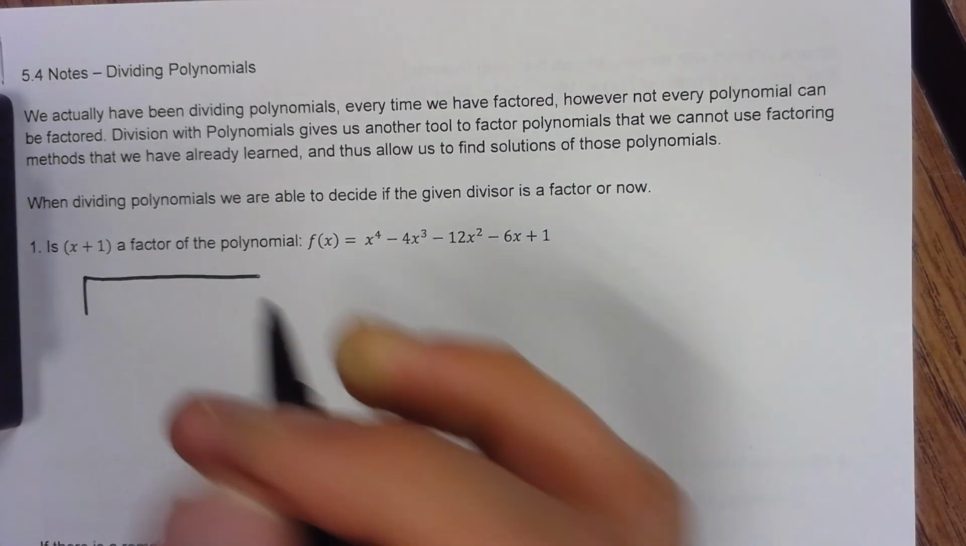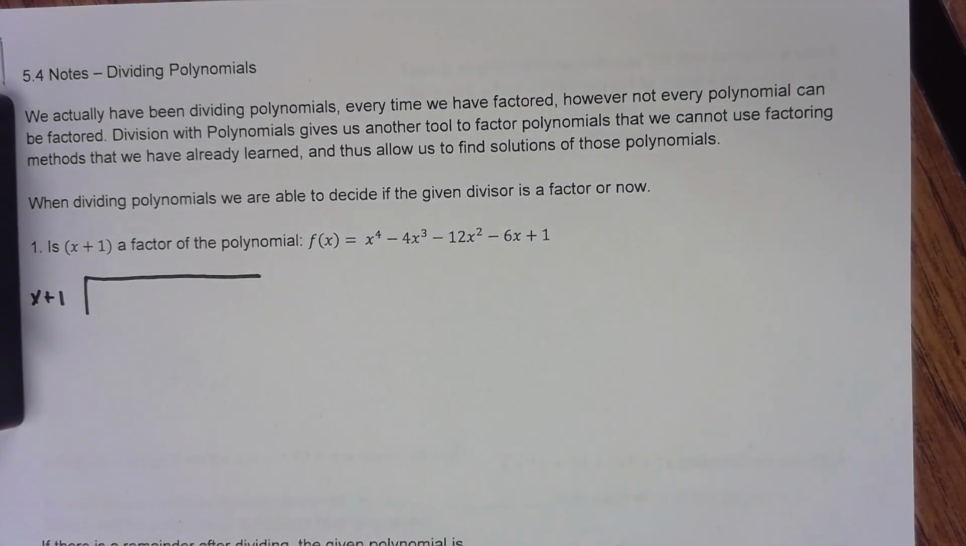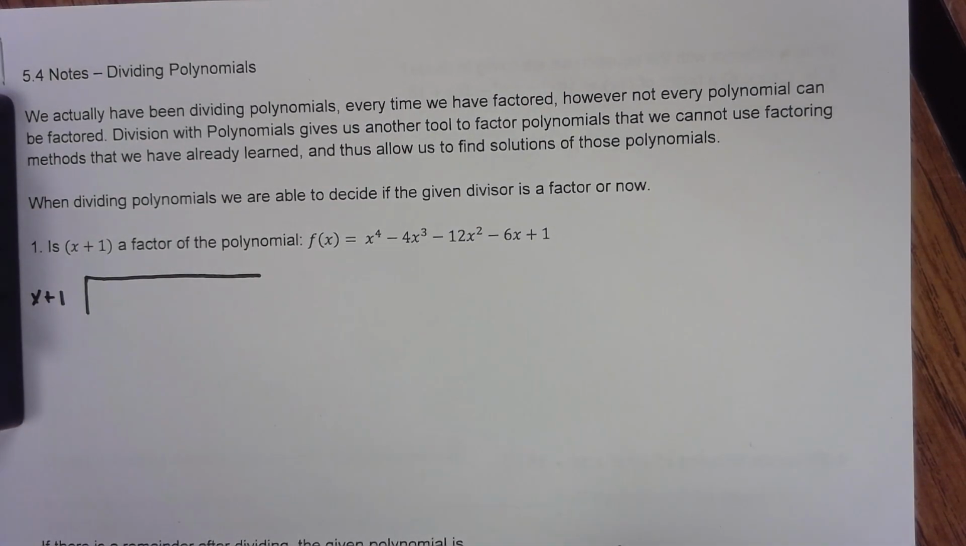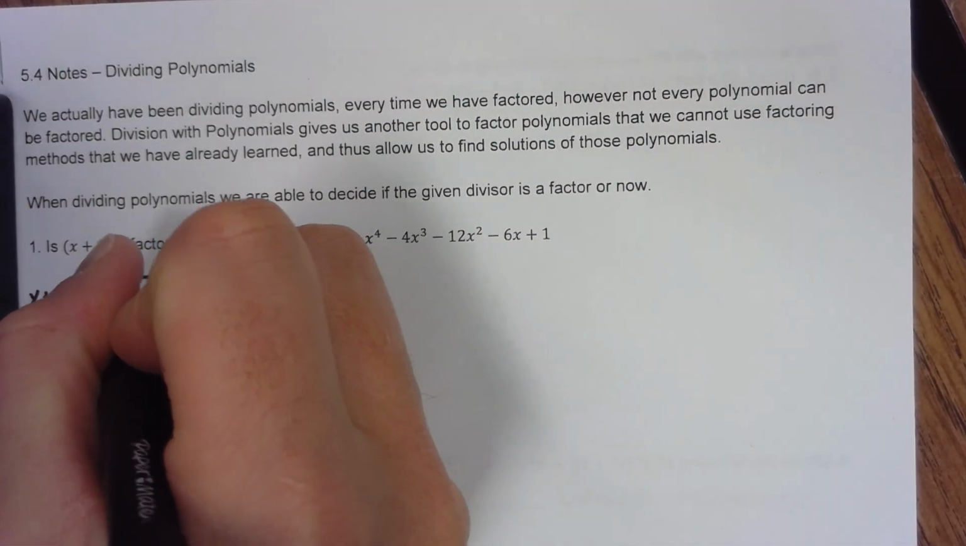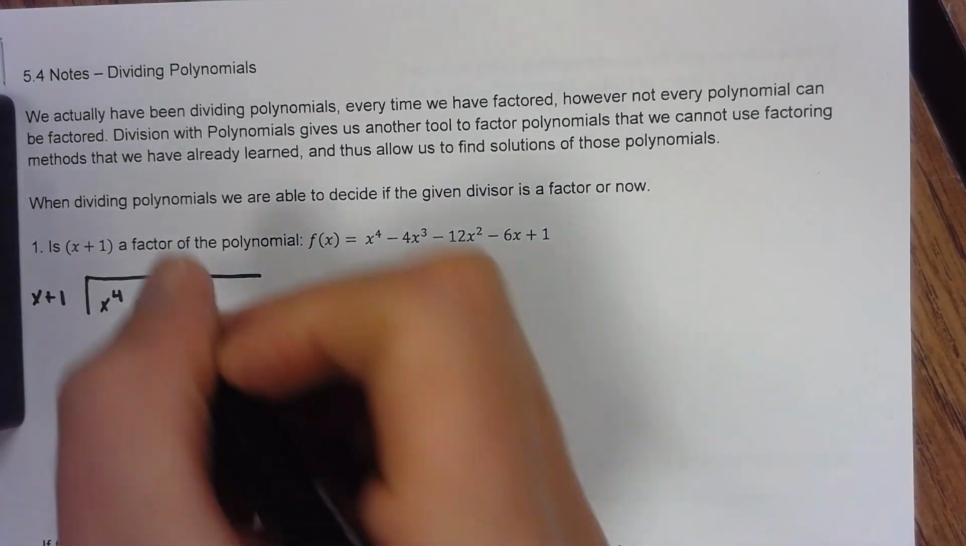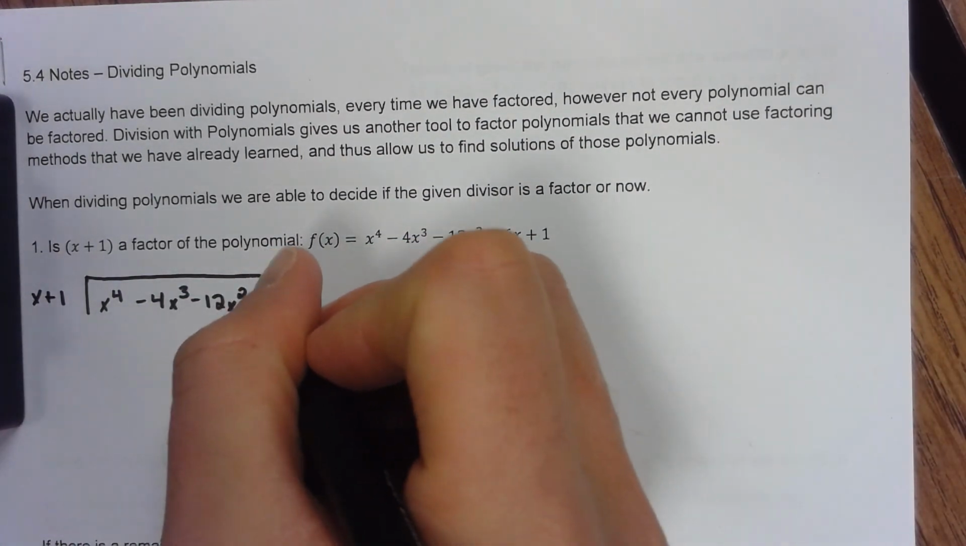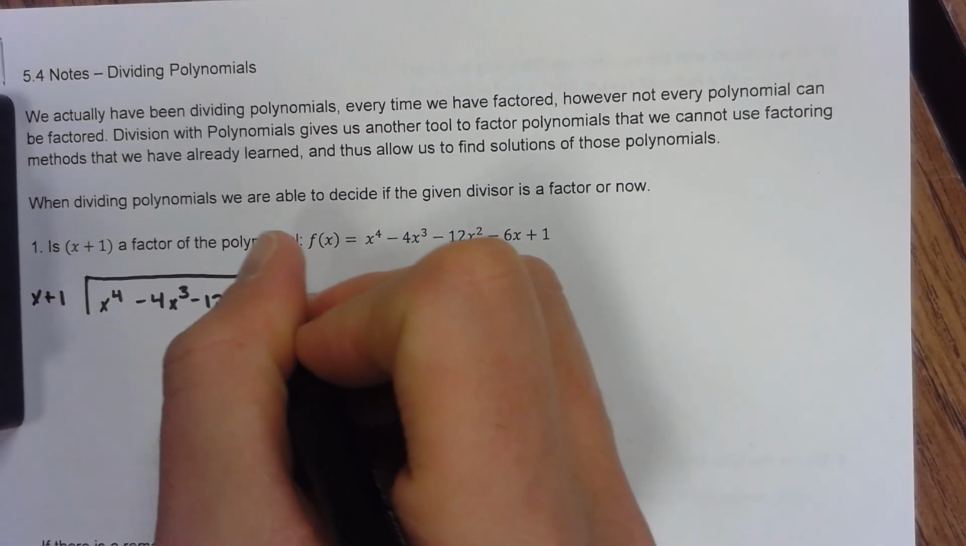We're going to put what we're dividing by on the outside. Underneath the division bar is what we're dividing. So x to the fourth minus 4x cubed minus 12x squared minus 6x plus 1.